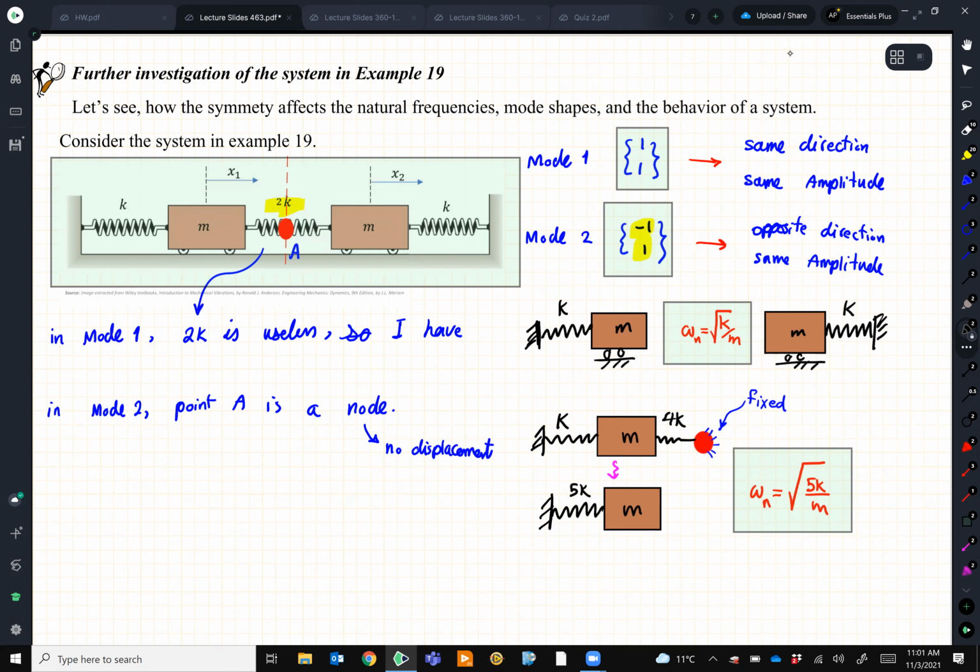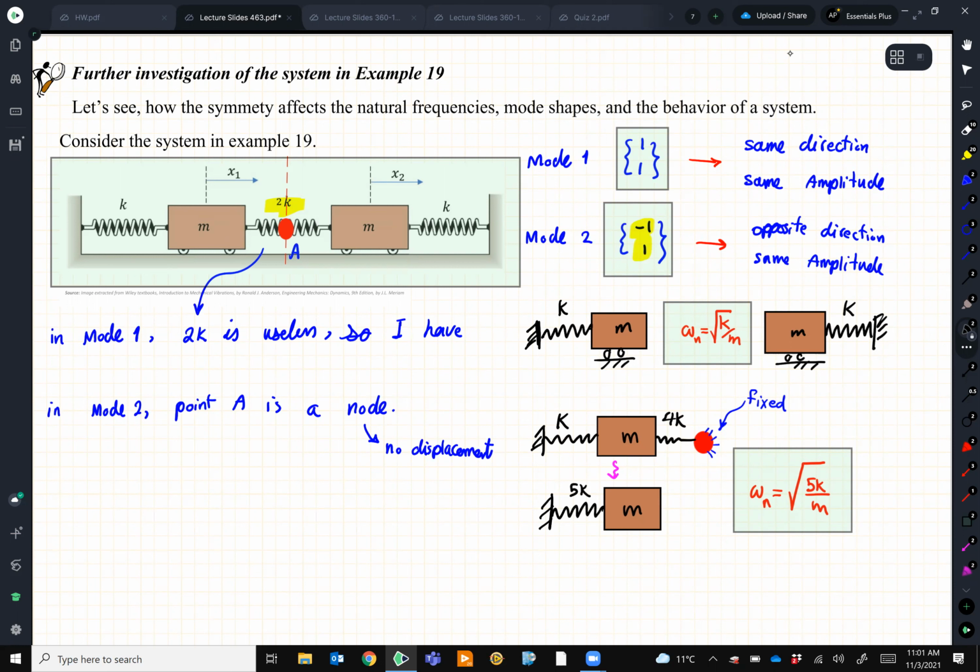Nice. Okay, so let's continue with what we started on Monday. On Monday, after solving example 19, we discovered that there is something about the mode shapes. By mode shapes, what this system naturally would like to do, because of symmetry, there are two modes. One, they like to move left and right together. So the spring in the middle is redundant, and we get rid of that one.